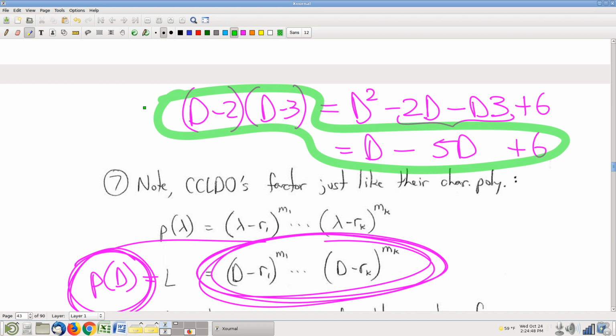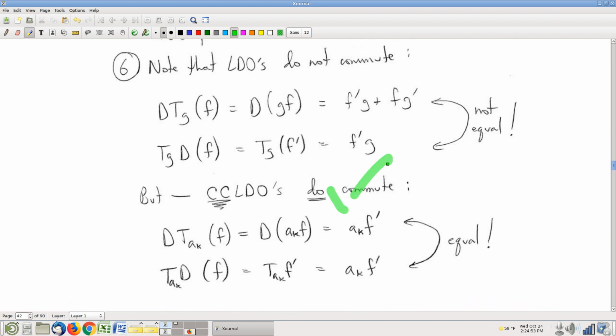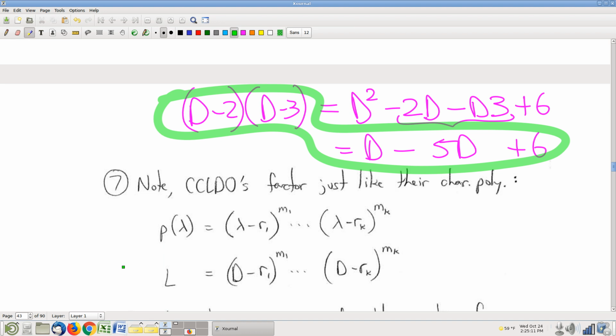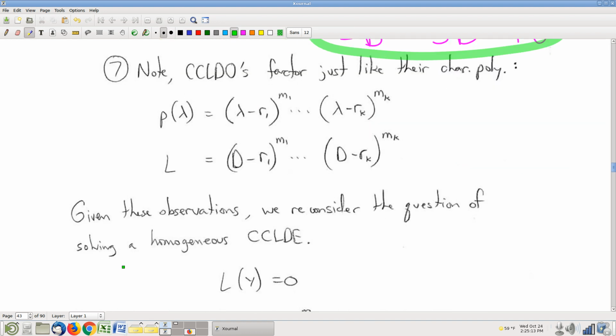Right? So, again, good news. That's what we found here. These things do commute, and therefore these polynomials of differential operators factor, just like regular plain old high school algebra polynomials, which is awesome. Okay, so this gives us the tools that we need to get some neat stuff done.